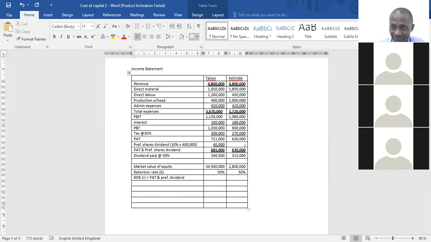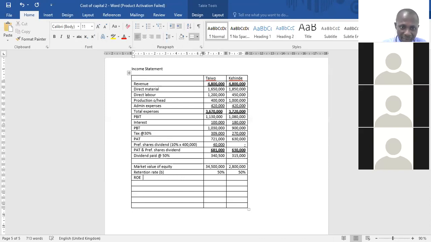In the dividend model, there is no preference share. It will have been only profit after tax. Okay? So profit after tax and preference share dividend over equity plus opening balance of reserve. Equity plus opening balance of reserve.